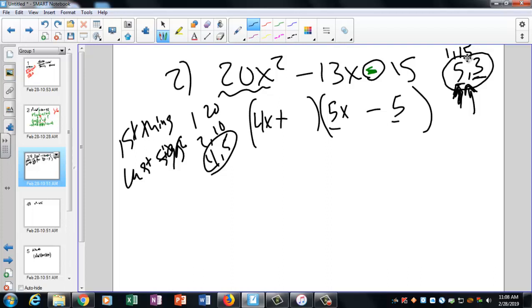Choose numbers closest together, but never put common factors side by side. So the 5 can't go there. Only the 3 can go there and the 5 can go here. All right. Then check the middle term. You'll notice I'm not checking 4x times 5x to get 20x squared because I know you're going to get 20x squared. That's the whole reason why I put 4 and 5. I'm not checking 5 times negative 3 to get negative 15 because I know you're going to get negative 15. That's the whole point.